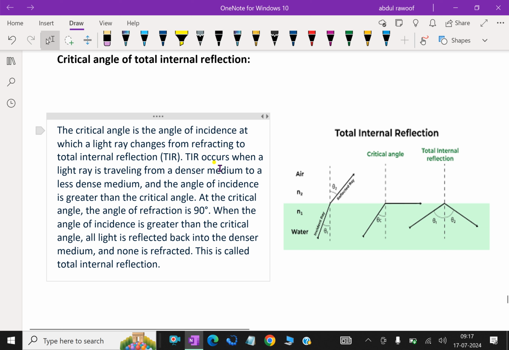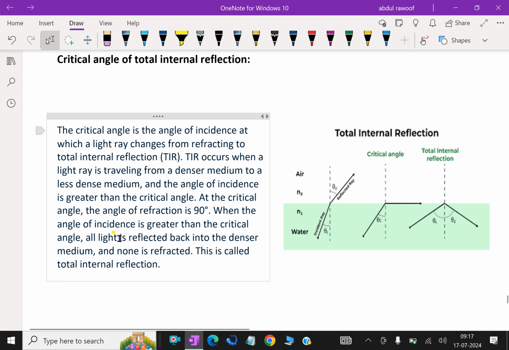TIR, total internal reflection, occurs when a light ray is traveling from a denser medium to a less dense medium and the angle of incidence is greater than the critical angle. At the critical angle, the angle of refraction is 90 degrees.